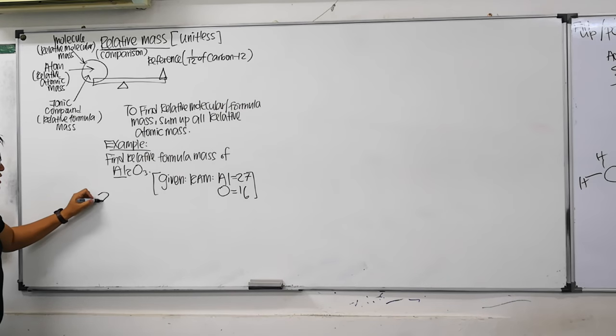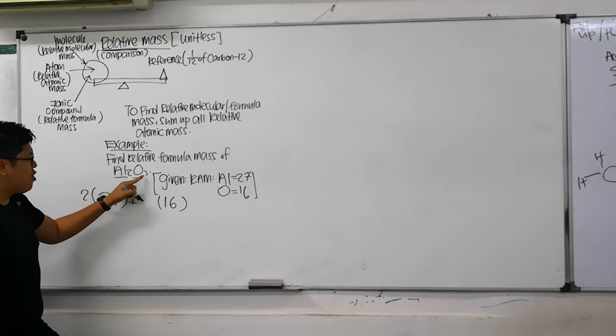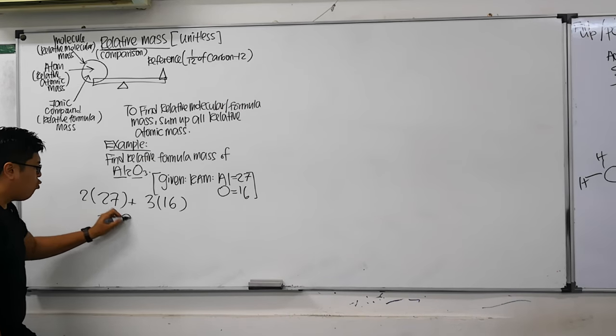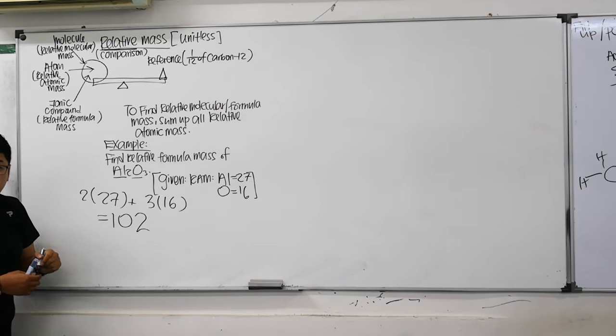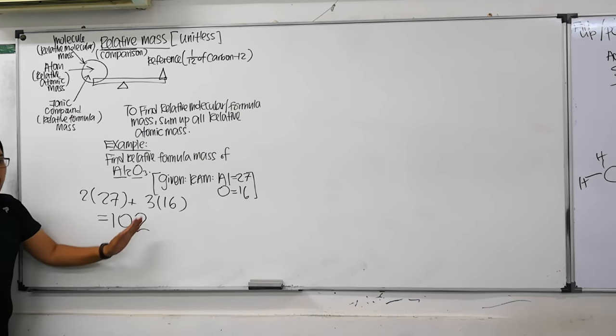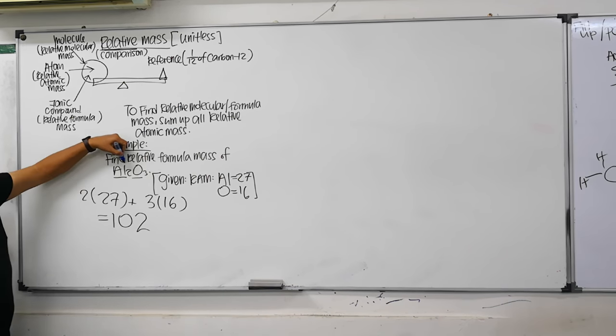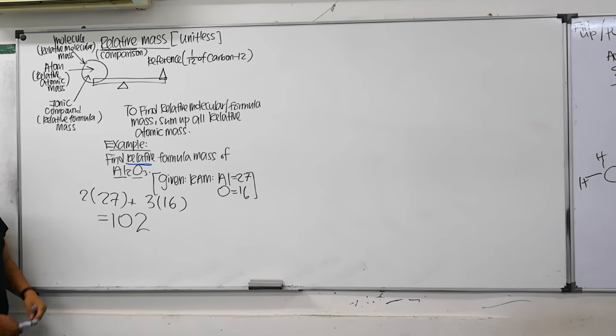Aluminium, the mass was 27. You have 2 of it, times 2. Oxygen, the mass was 16. You have 3 of it, times 3. Final answer, 102. Understand? No unit at all. You write 102 gram, wrong. 102 kilogram, wrong. Understand? 102, no unit, because relative mass is a comparison. You shouldn't have any unit. Okay? So this is the first 5 minutes.